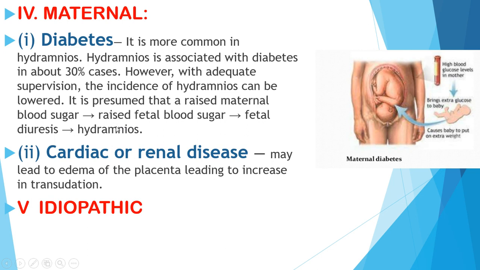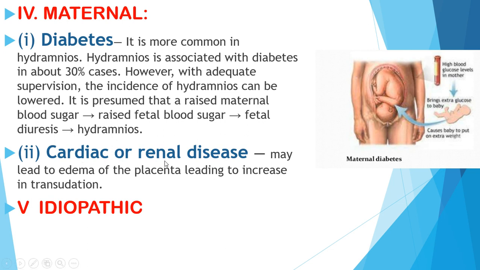It is assumed that when the mother's blood sugar is raised, there will be a raised fetal blood sugar. So the fetus may have diuresis, and the baby may pass more urine, and that's why there is hydramnios. Diabetes causes hydramnios.